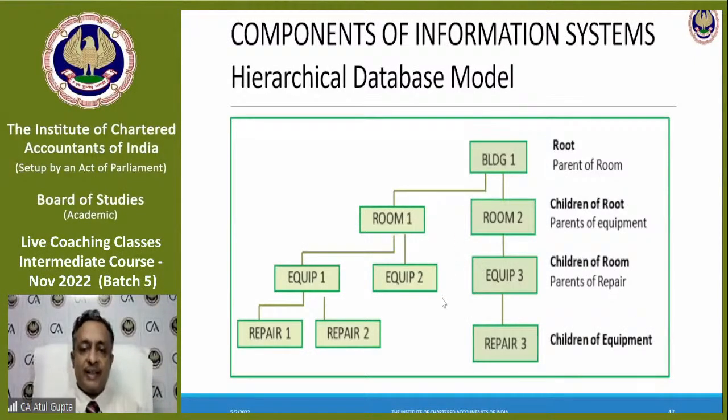This is how it looks like. So I've taken the diagram from the module itself for ease. So building will have room, room will have equipment. That is how it looks like. Hierarchical database model. Root record, children, children, children. Like that.